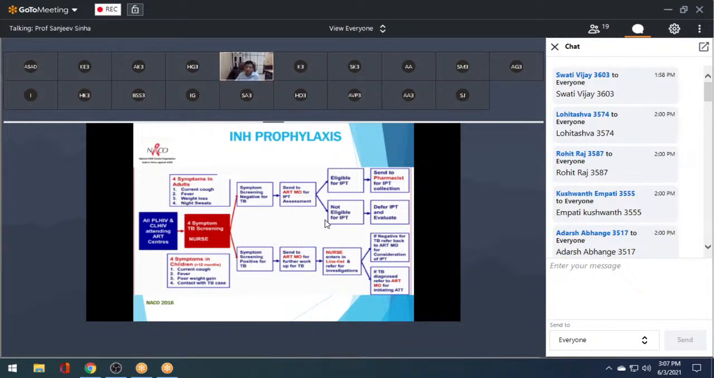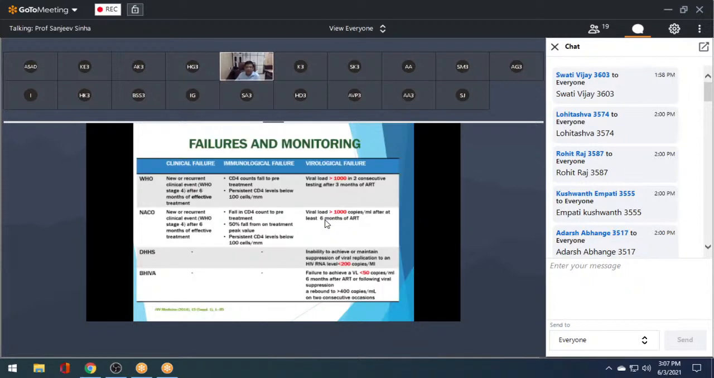So this I have already told you how to give this isolated function therapy. We give them 100 milligram OD for 6 months in our country. And then failure and monitoring is also very important. So in our country, as a NACO guideline, what is the definition?